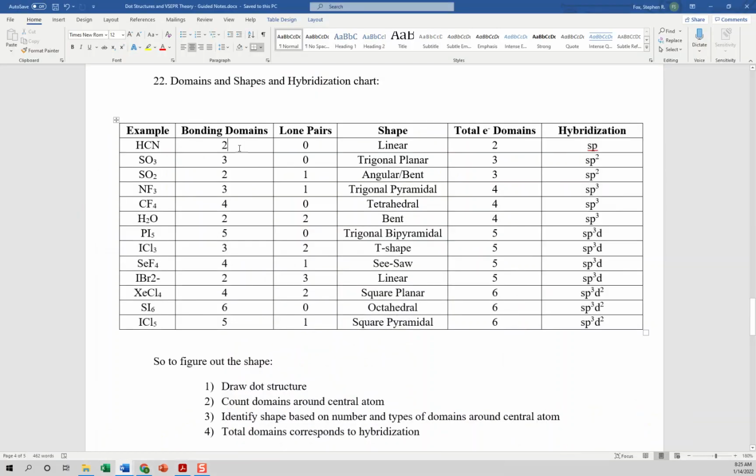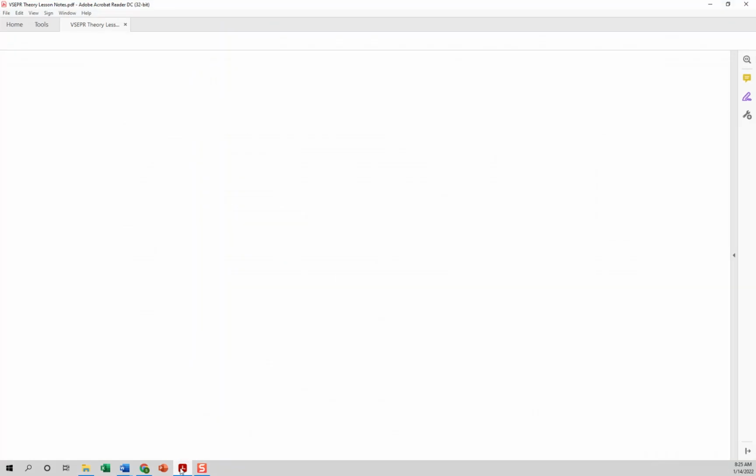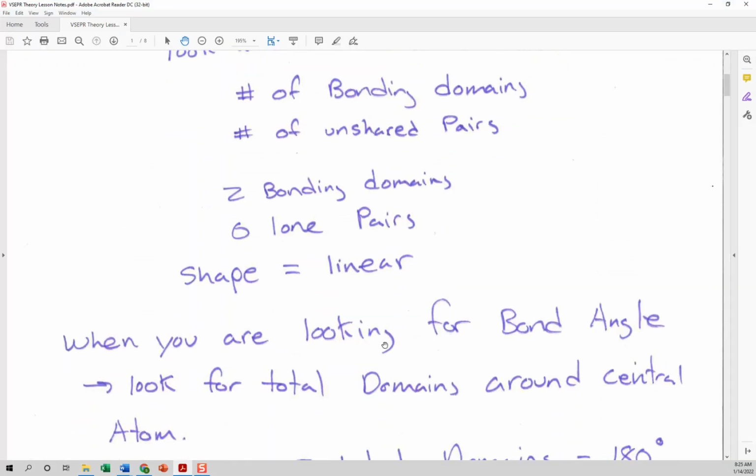We go to our chart and we say, okay, anytime, it doesn't matter what the molecule is, if I have 2 bonding domains and 0 lone pairs, we're going to call that shape linear, okay? So boom, CO2 is linear. If I ask you the shape of CO2, you'd say linear. But now we're going to be talking about the bond angle. For bond angle, you don't care about the different types of domains, you just care about the total number of domains around the middle atom. Like for shape, I need to know what types of domains I have.